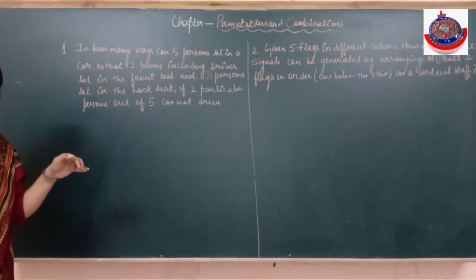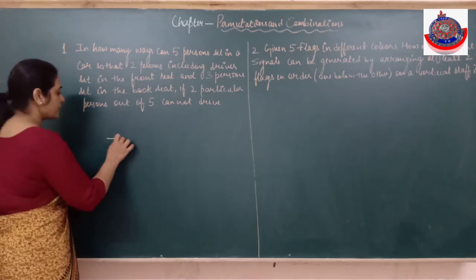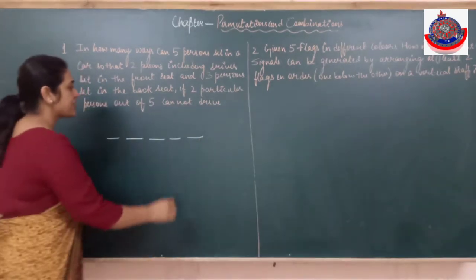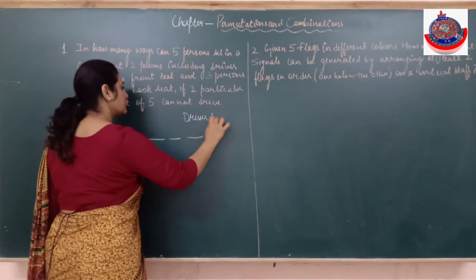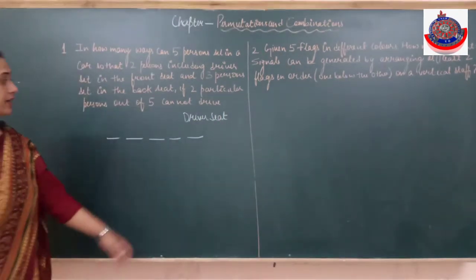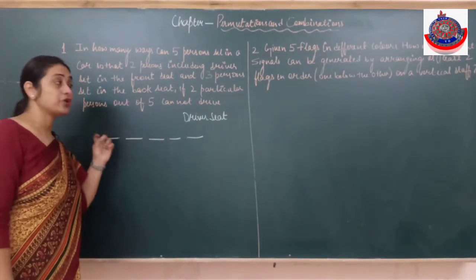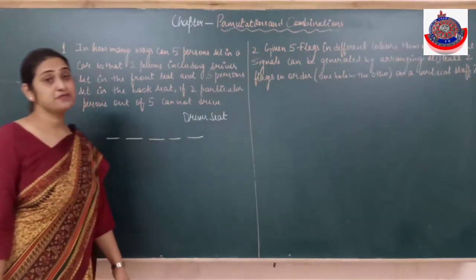In the front, one would be the driver's seat, one would be the other one. Suppose I have 5 seats, 1, 2, 3, 4, 5. This is the driver's seat. Clear? The rest, other seats are there. In front 2 will sit. Definitely one driver has to sit and the remaining 3 would be sitting at the back seat. Now I have to fill these 5 seats. I need to see how many ways I can fill these 5 seats.